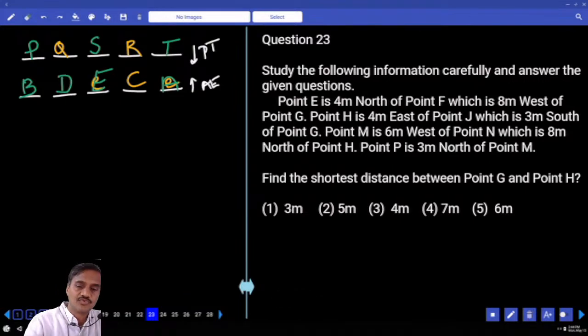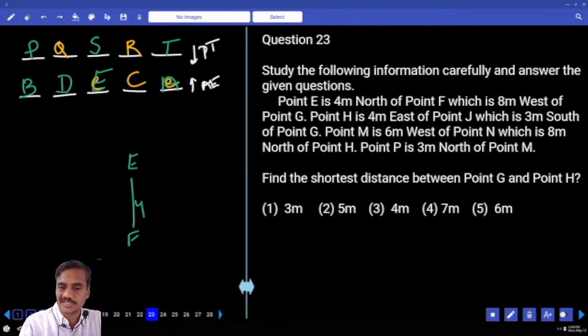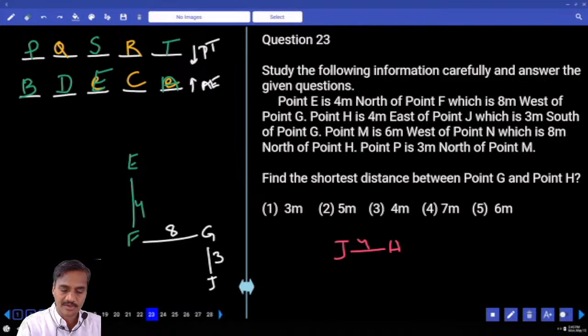Now E is 4 meters to the north of F. Now E is here, and it is 4 meters to the north of F. The distance between these two is 4. And next one, F is 8 meters to the west of G. And H is 4 meters to the east of G. And H is 4 meters to the east of J. Now H is here. H is 4 east of J. J is 3 meters to the south of G. Now between J and H there must be exactly 4.